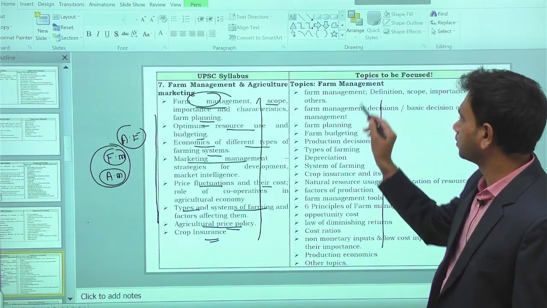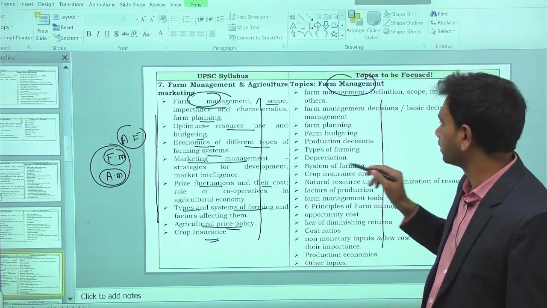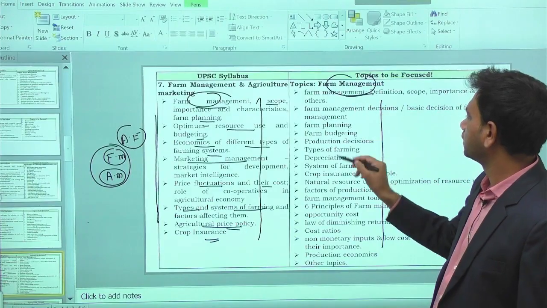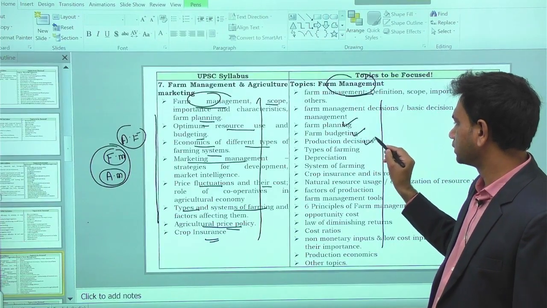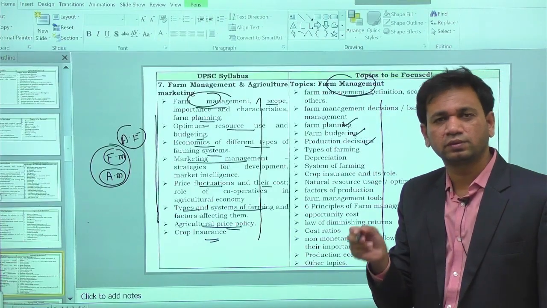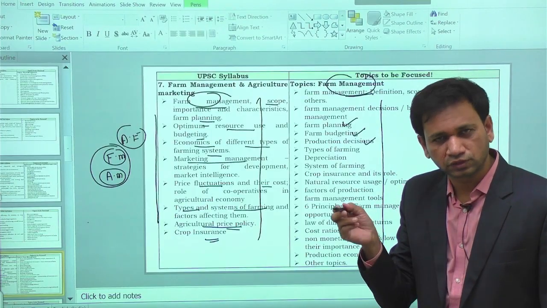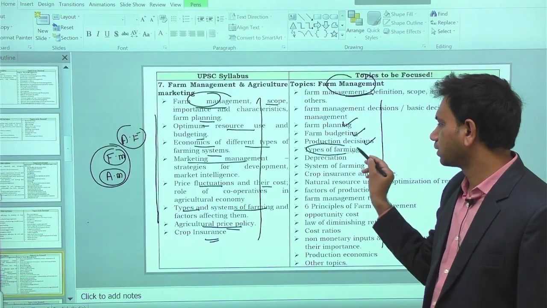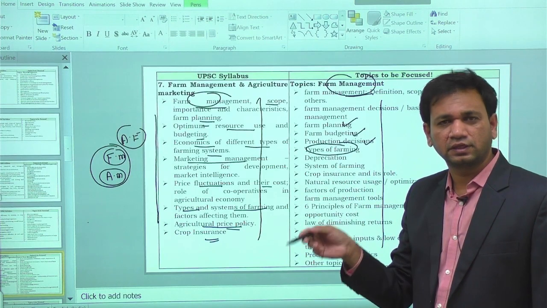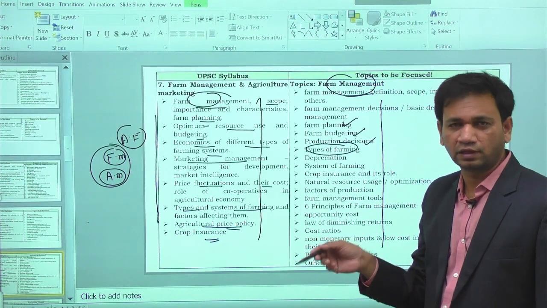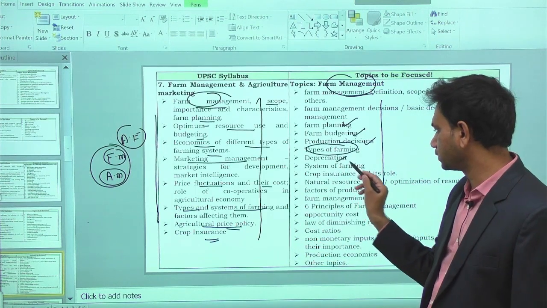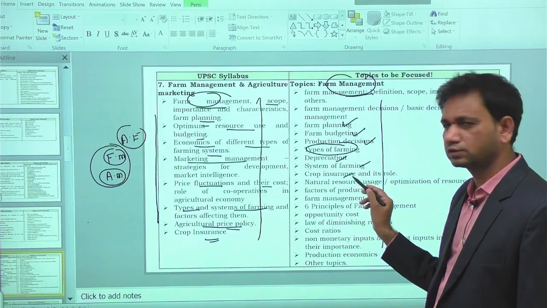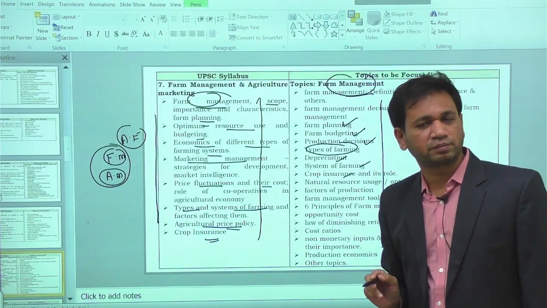One is farm management, farm planning, farm budgeting, production decision. Production decision means what to apply, when to apply, how to apply, and how much to apply. And types of farming, as we said: diversified farming, ranching farming, mixed farming, dryland farming are possible. Depreciation, systems of farming, crop insurance, where we discuss the Fasal Bima Yojana.